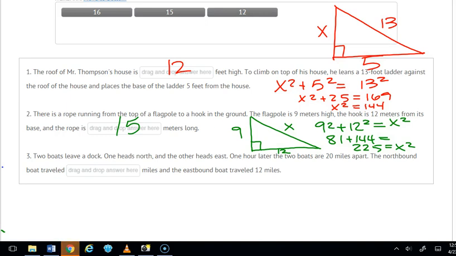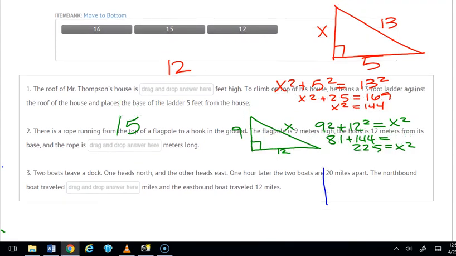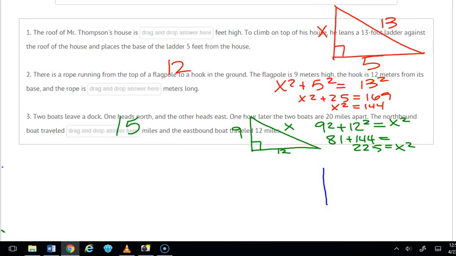Then the last one, 2 boats leave a dock. One heads north, the other heads east. So we've got a boat that heads north. Whoops. Okay. Let's see if I can get this to move back up where it was.